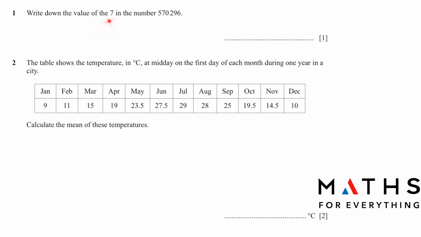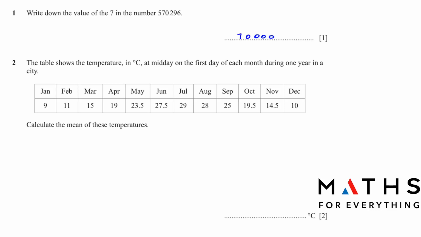Write down the value of the 7 in the number 570296. I hope you know your place value. This is unit, tens, hundred, thousand, 10,000, so 70,000.